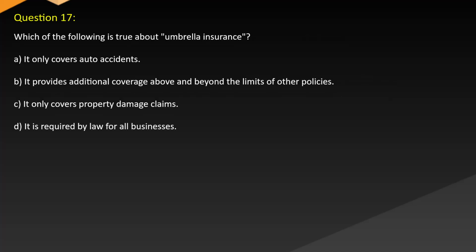Question 17. Which of the following is true about umbrella insurance? A. It only covers auto accidents. B. It provides additional coverage above and beyond the limits of other policies. C. It only covers property damage claims. D. It is required by law for all businesses.